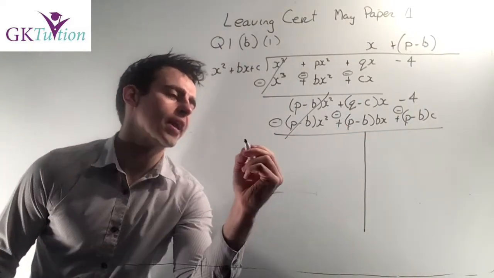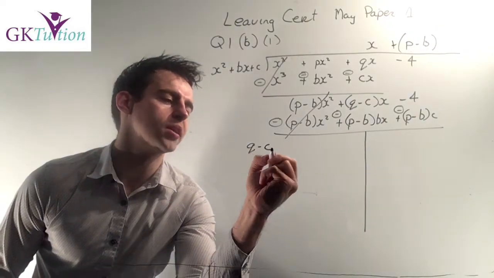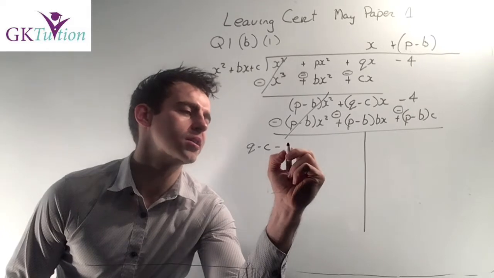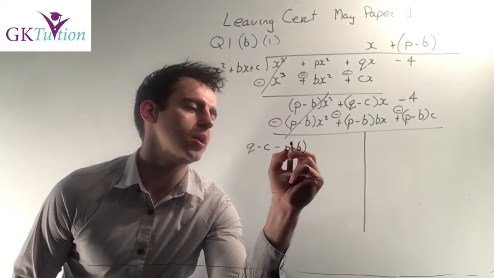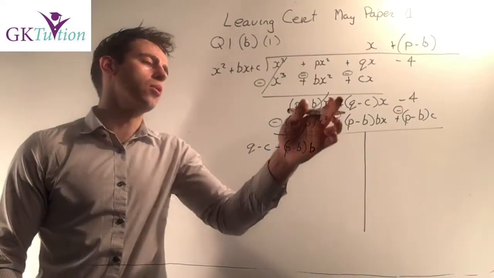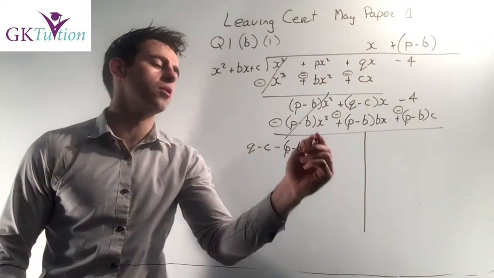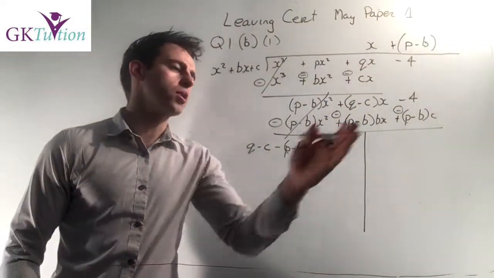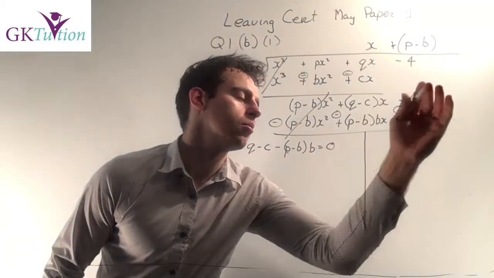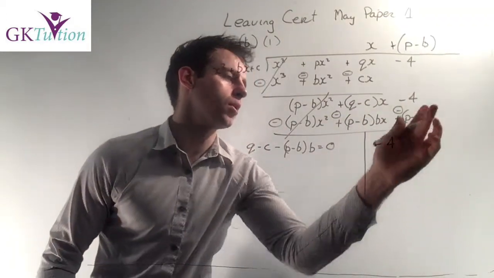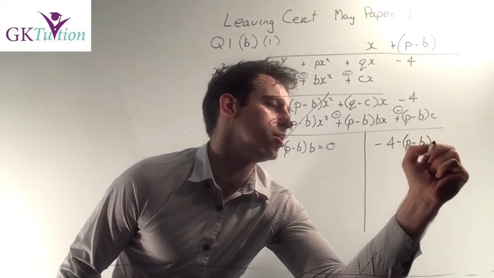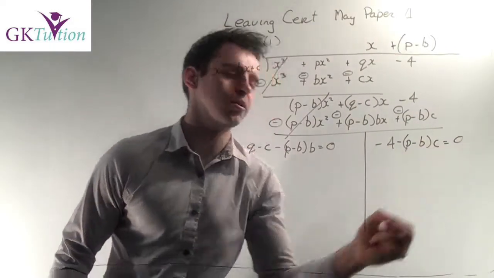The number in front of x on the top is q minus c. And the number in front of x on the bottom is minus (p minus b) times b. The number in front of x on the top minus the number in front of x on the bottom must be equal to 0. And you can do the same thing here. The number on its own on the top, which is minus 4, and the number on its own on the bottom, which is minus (p minus b) times c, will also be equal to 0.